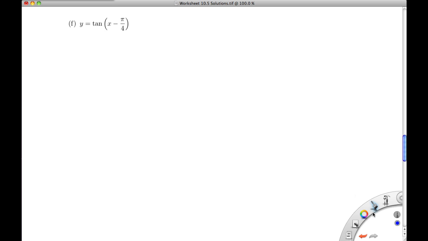Now, the thing that's going to change a little bit here is that since the tangent function normally goes up to positive and negative infinity, amplitude really doesn't apply. So we just think of that as a vertical stretch. So we'll still identify that lead coefficient, and that's going to be 1. So we're going to interpret this as no vertical stretch.